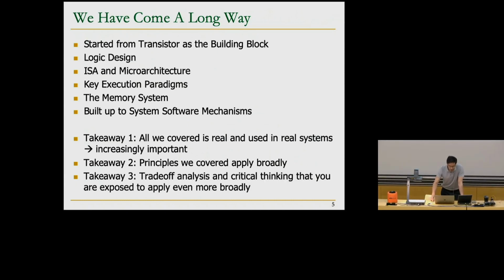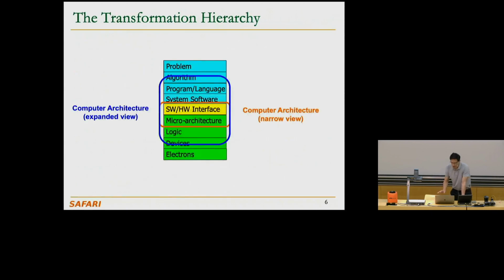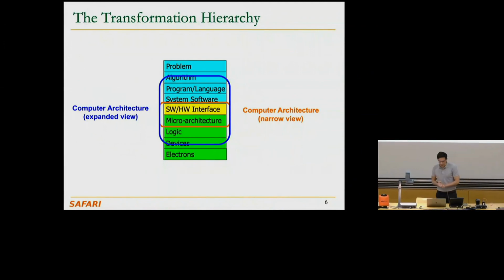And the third takeaway, again, trade-off analysis and critical thinking. And hopefully this is already clear. This is the entire view of the transformation hierarchy that is the central part of this course. What we have in the middle, the narrow view, is the hardware-software interface, which essentially is the ISA and the microarchitecture, but the expanded view of computer architecture is much wider, spanning from the device and the logic to the algorithm and the programming languages.